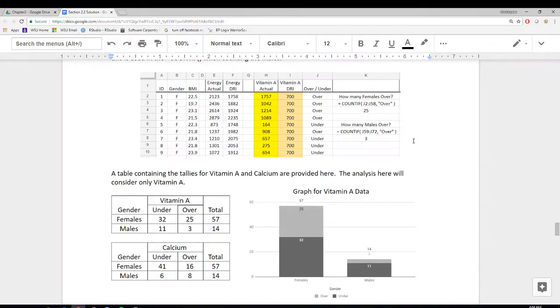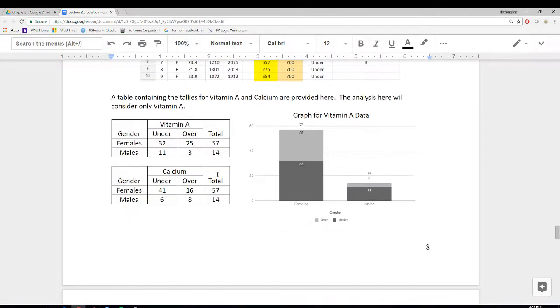Now notice when I'm using the COUNTIF statement for the males, they are actually near the bottom of this data set, and the under-over measurements for the males are in cells J59 through J72. So that's what's being indicated here, those cells.